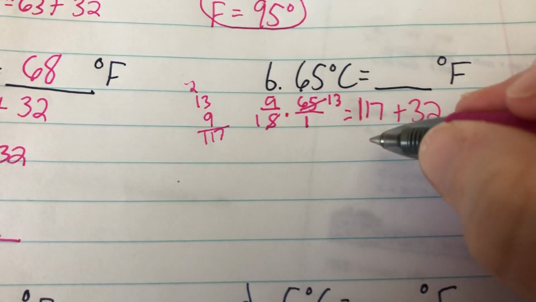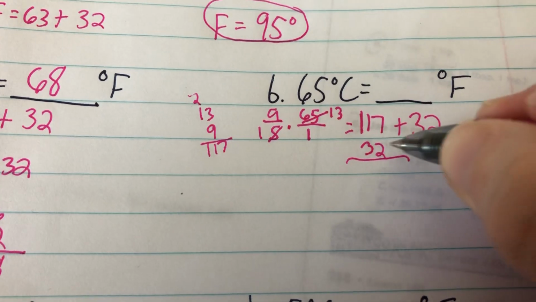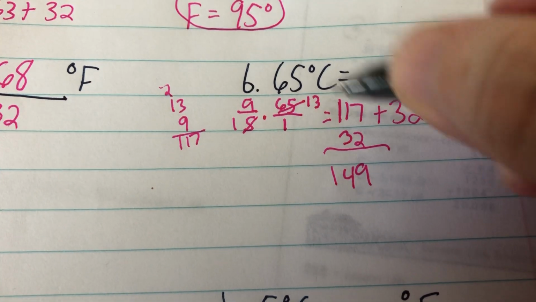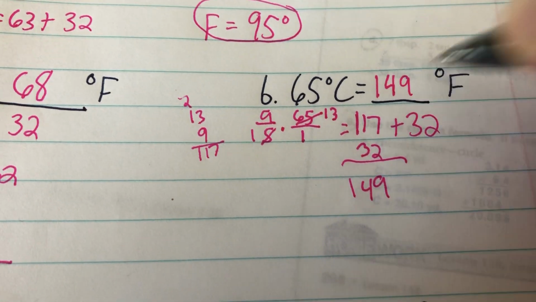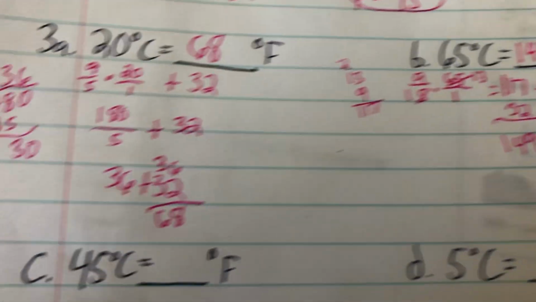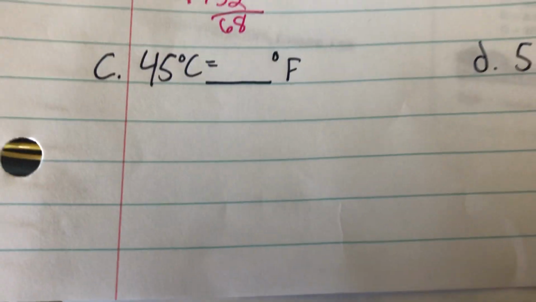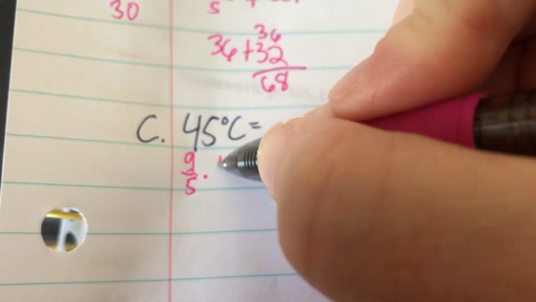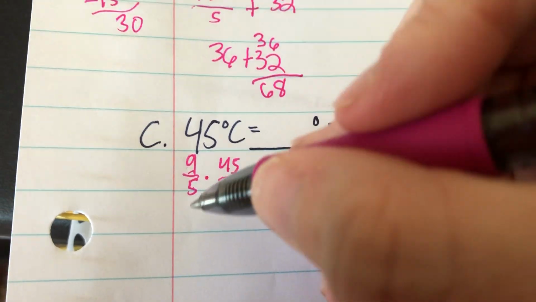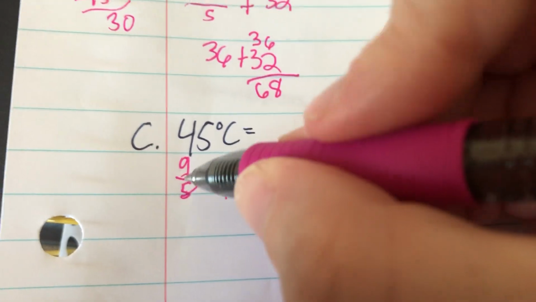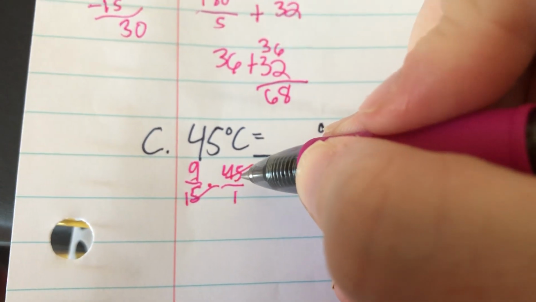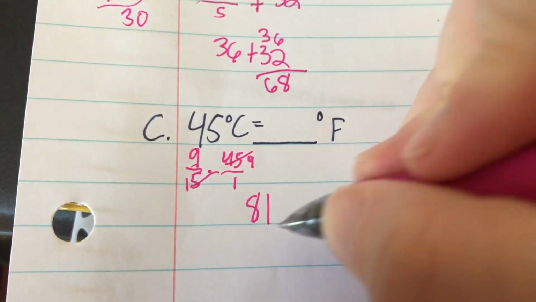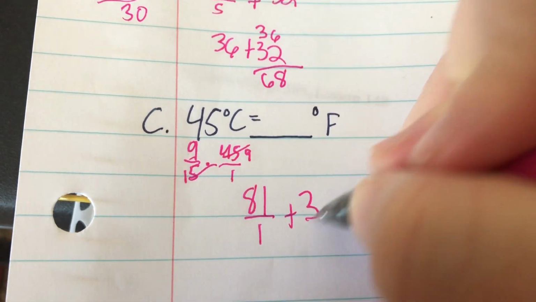I'm going to bring my 32 down here. Add it together. That's 9. That's 4. That's 1. So 65 degrees Celsius is 149 degrees Fahrenheit. C is 45 degrees Celsius. So 9 over 5 times 45 over 1. I can simplify that as well. 5 goes into 5 one time. 5 goes into 45 9 times. So we have 9 times 9, which is 81 over 1 plus 32.